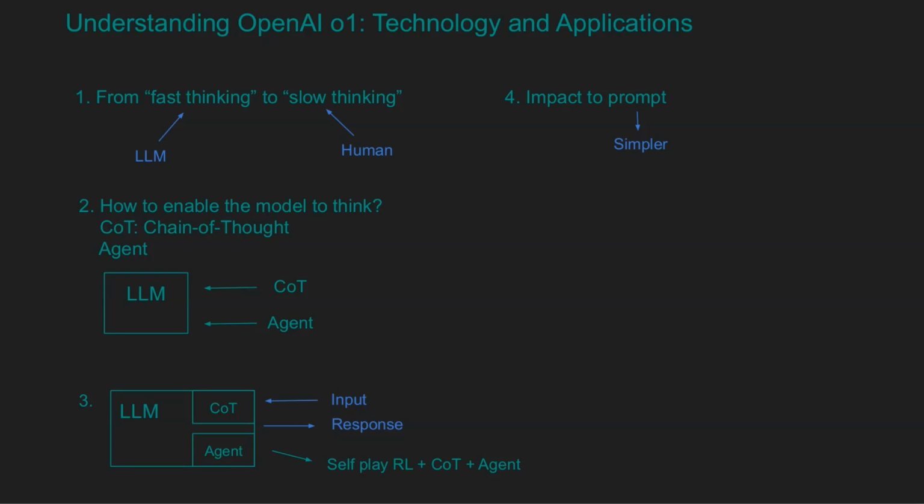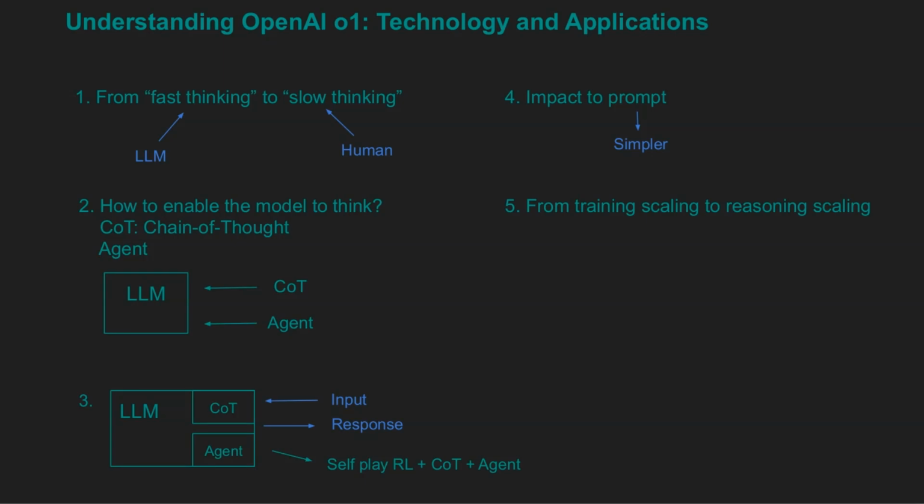This shift also introduces a new perspective on scaling. Traditionally, scaling laws focused on increasing dataset size, model size, and computational power to improve models. With the O1 model, however, the focus shifts to reasoning scaling, spending more time on reasoning processes to achieve better outcomes. As reasoning becomes more complex, the model's performance improves, but this also comes with increased inference times.